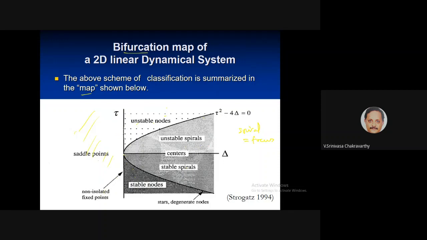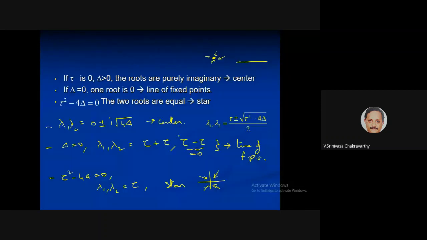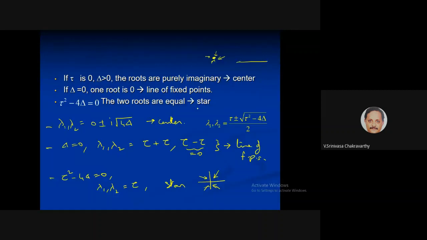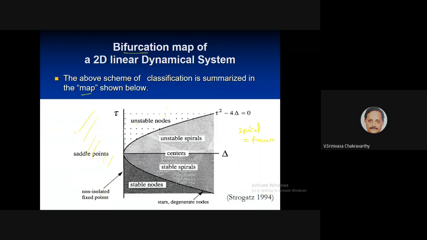Now when tau equal to 0, delta is positive, you get centers. You get another border. The third border is when tau square minus 4 delta is equal to 0. So you have seen that. And two roots are the same, that is star. Okay, so like that, you see that even in a simple 2D system, which is linear, you have a wide variety of dynamics happening and wide variety of fixed points.